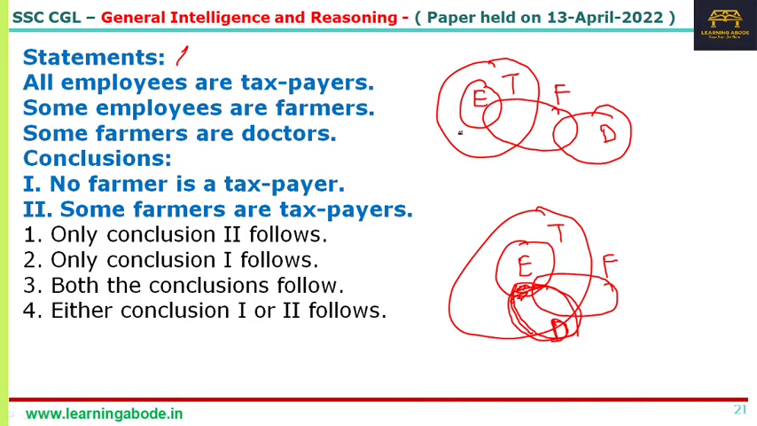because employees are paying tax, and some employees are farmers. So definitely some farmers are taxpayers. So conclusion 2 follows, whereas conclusion 1 does not follow. Actually, the conclusions are very easy. No farmer is a taxpayer is not correct, because in both the cases farmers are taxpayers. So conclusion 2 only follows. Answer option 1, conclusion 2 only follows, is the right answer.